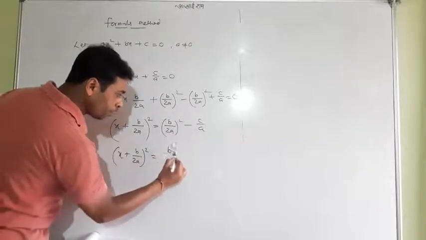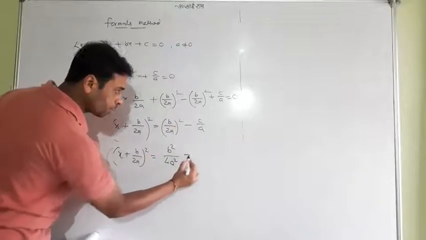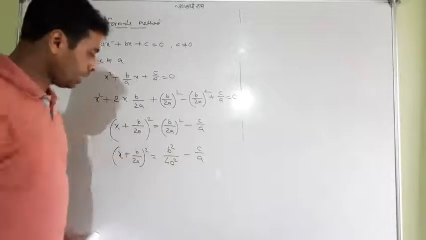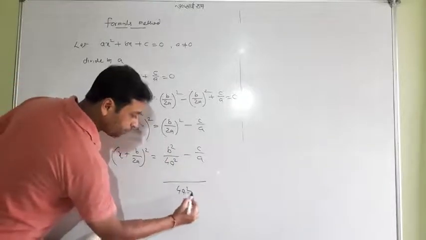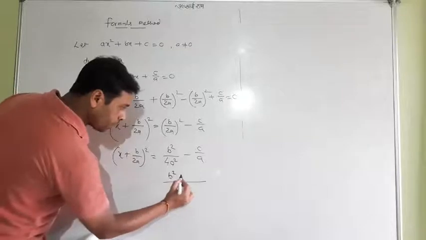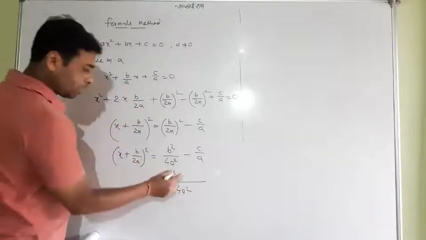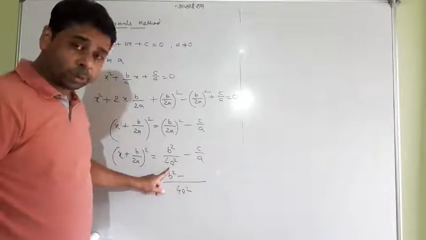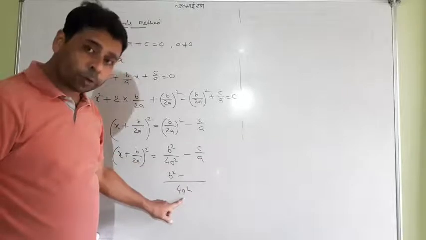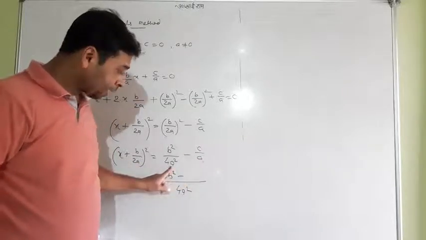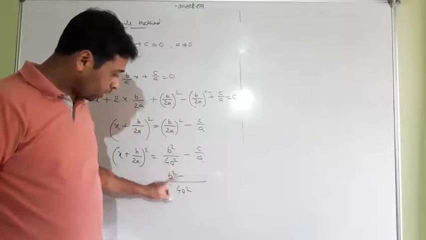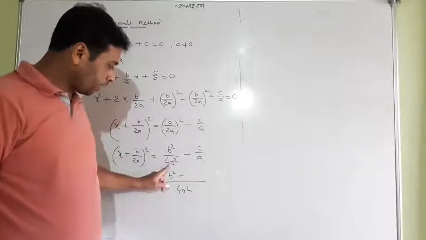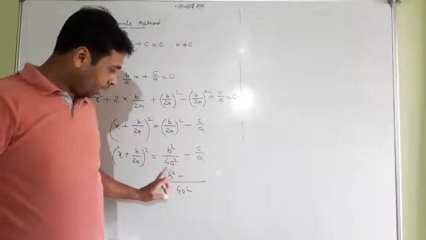This is going to be b square upon 4a square. This is c by a. Now I'll take an LCM. So this is b square minus this 4a square. So what about here? Look, it is 4a square and a. The LCM is 4a square. No, I didn't multiply these two. Don't worry about that. I just wrote the term which is actually the lowest common multiple. This is 4a square and this is a. So I'll write 4a square.